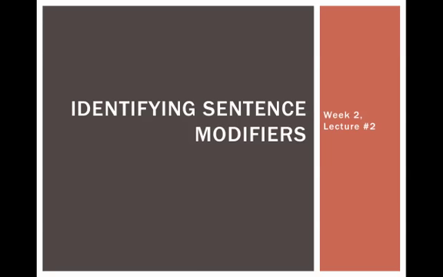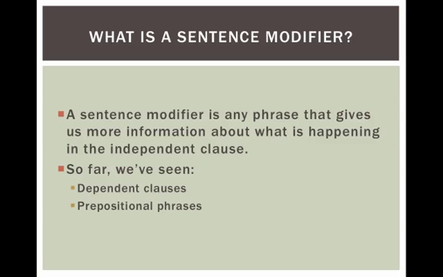This is the second lecture of this series of identifying sentence modifiers. In the first lecture, we talked in general terms about what sentence modifiers are, and I also gave you an overview of the kinds of elements that begin sentence modifiers. So now we're going to have some more practice in identifying sentence modifiers. So this is what we saw before. A sentence modifier is any phrase that gives us more information about what is happening in the independent clause.